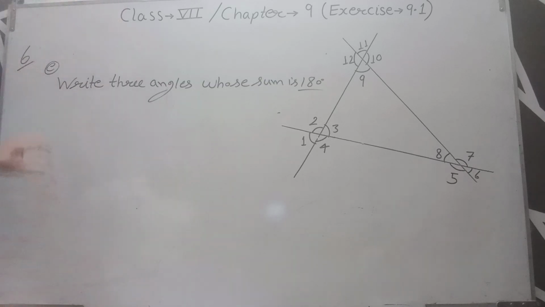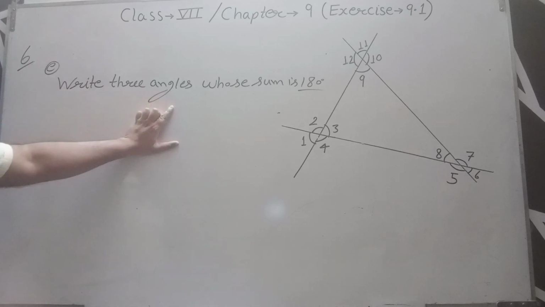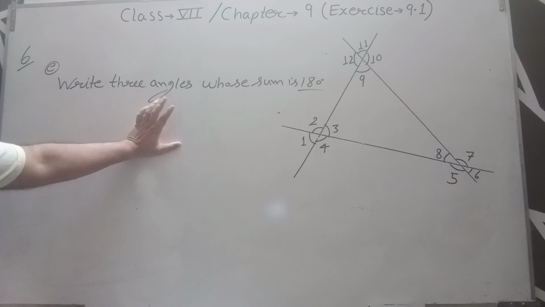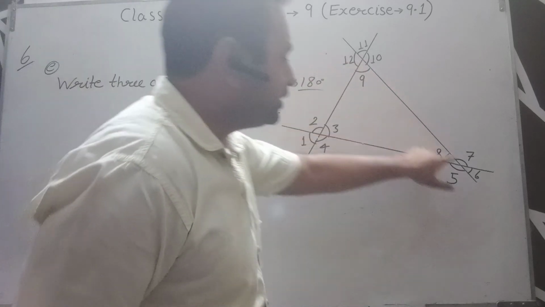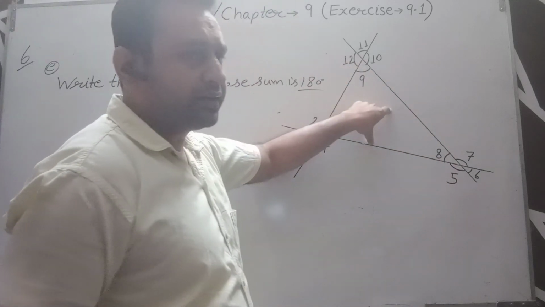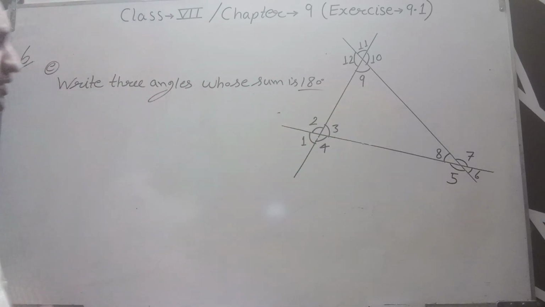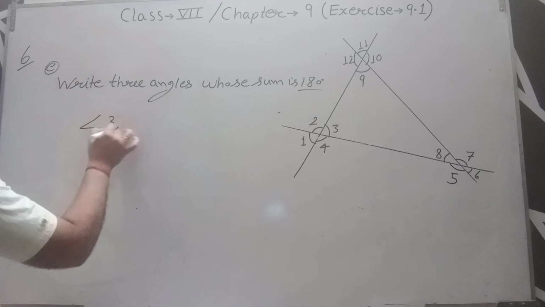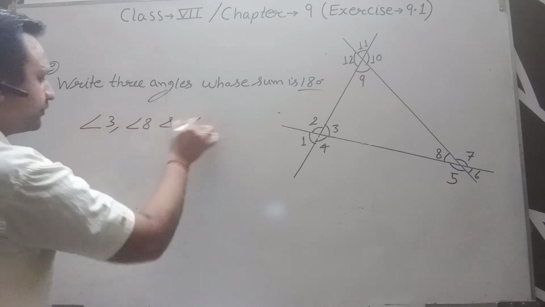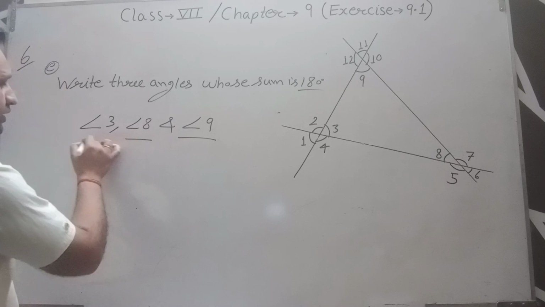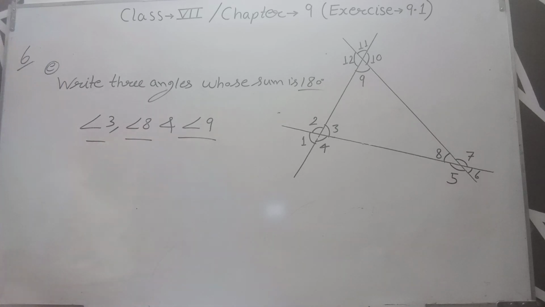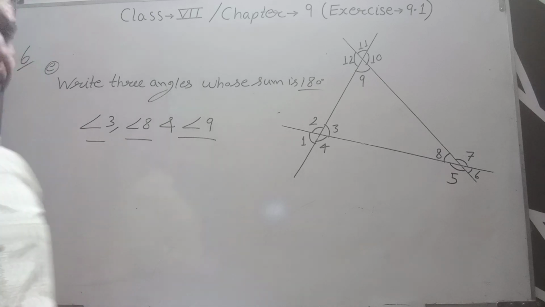Okay students, now we discuss its E part. In the E part we have to note down 3 angles whose sum is 180 degrees. We notice that it is a triangle, and in a triangle the sum of all interior angles is 180 degrees. So we can say that angle 3 comma angle 8 and angle 9, these are 3 angles whose sum is 180 degrees. I hope question number 6 is clear, just note down. In the next video we continue exercise 9.1. Thank you very much.